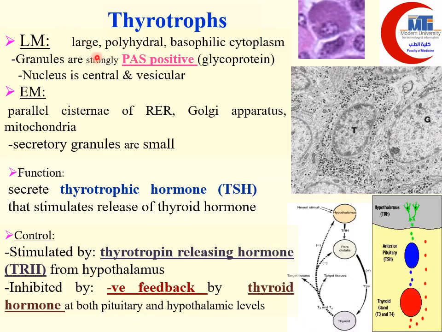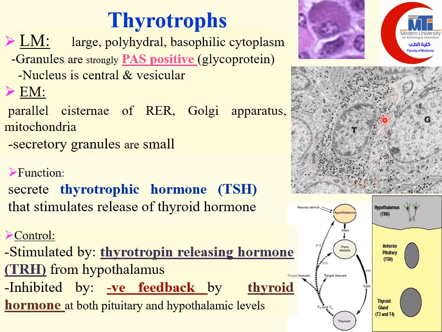Now we will start with the basophils. As we mentioned, basophils are divided into thyrotrophs, corticotrophs, and gonadotrophs. Thyrotrophs are the first type of basophils. By light microscope, they appear as large polyhedral cells with basophilic cytoplasm and a central vesicular nucleus. The granules inside are glycoprotein in nature, so they are strongly PAS positive.